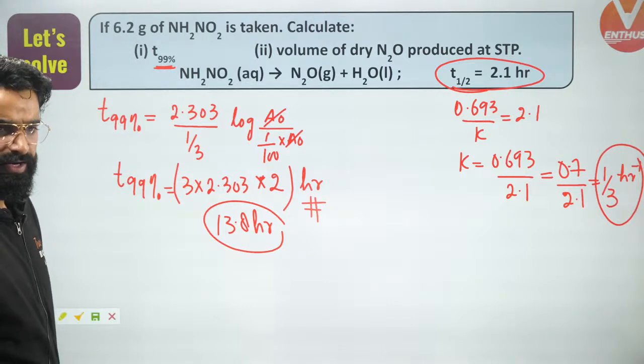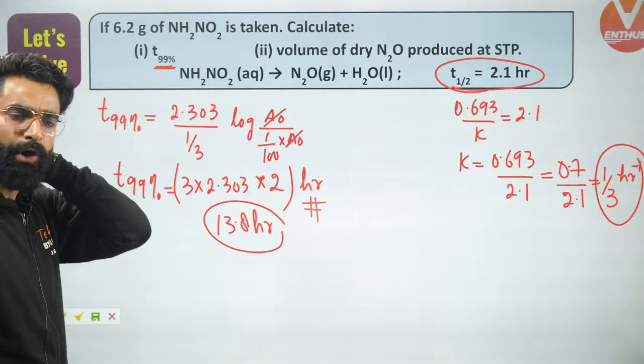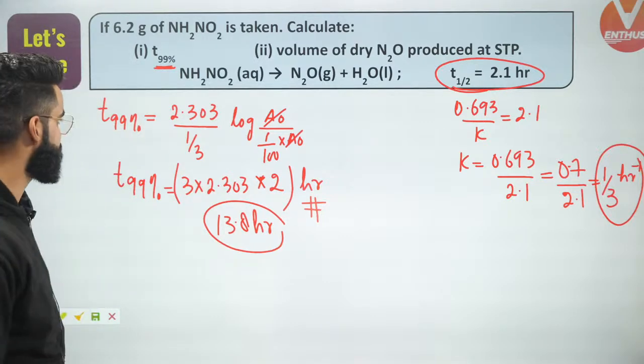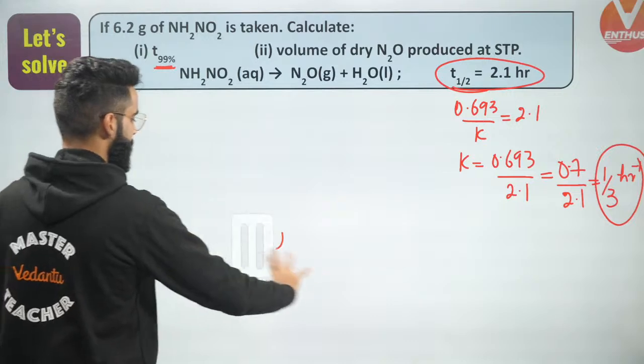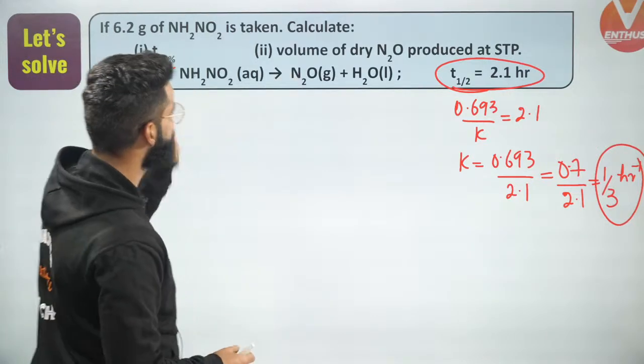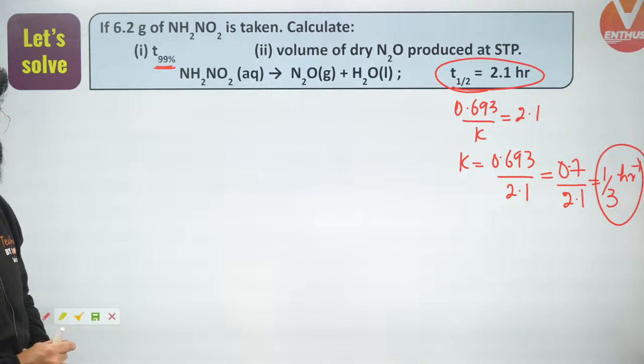Wonderful, guys. Now the second part of the question, how to do this? Have a look. Volume of dry N2O produced at STP. We are supposed to calculate the volume of dry N2O which is produced at STP. This is the reaction which is given to me.